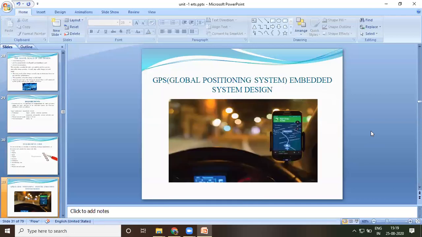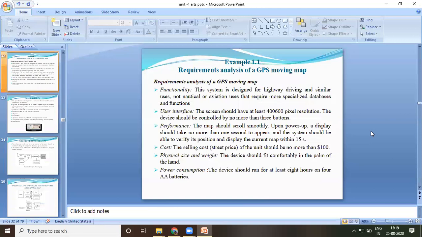In this design example, we are going to see the global positioning system as a real-time example. For the global positioning system, as usual, the first step is requirements. The functionality is designed for highway driving and similar uses; nautical or aviation uses require more specialized databases. For the user interface, the screen should have 400 by 600, that means 240,000 pixel resolution. As for performance, the display should take no more than 1 second to appear, and it will verify the position within 15 seconds.